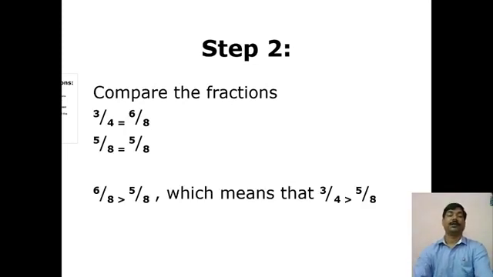Step 2. After converting to the least common denominator, 3/4 is equal to 6/8 and 5/8 is equal to 5/8. So these are now like fractions. So clearly, by the rule of like fractions, here the numerator is greater than the numerator of the second fraction. It means 6 is greater than 5. So the fraction 6/8 will be greater than the fraction 5/8.